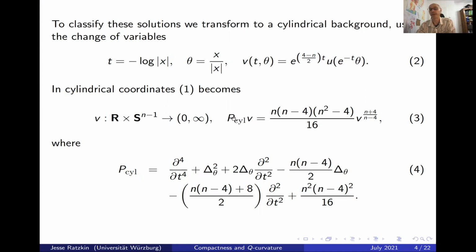So I have my Paneitz operator over the cylindrical metric, which is down here. It's very similar to the original Paneitz operator. You can think of it as just the Paneitz operator expressed in cylindrical coordinates. It's another fourth order elliptic operator, and it has some second order divergence terms and a constant term. But anyway, the new PDE looks like the cylindrical Paneitz operator applied to v is a dimensional constant times v to the (n+4)/(n-4).